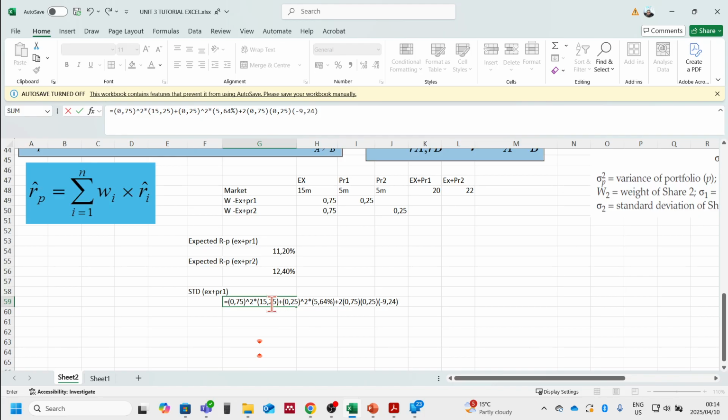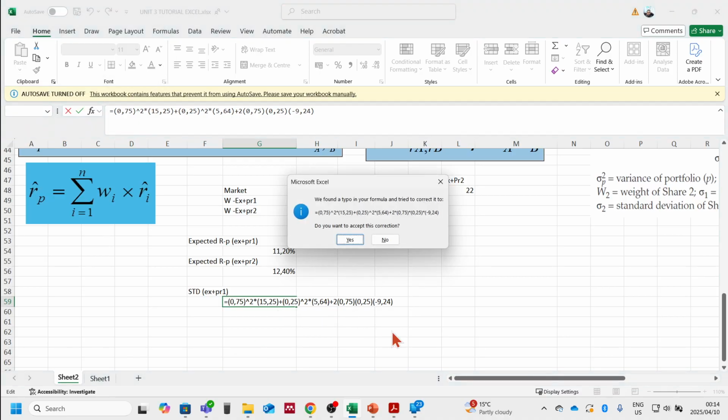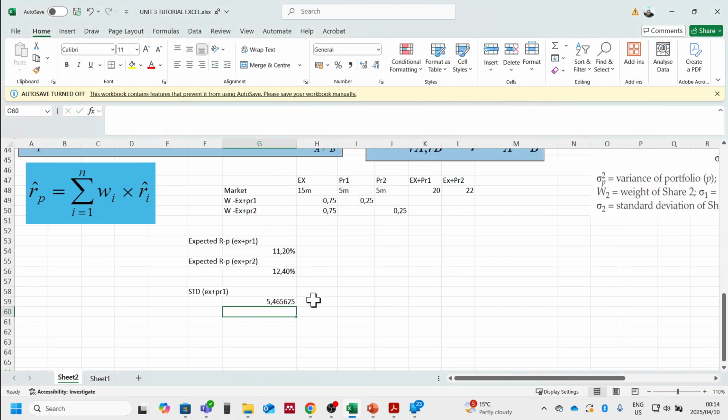Over here, I can just remove the percentage since I've already put these others in decimals. You'll notice that the variance will come back as 5.24. So this is the variance of the entire portfolio, the variance that we are going to get for existing and project 1. Let's just say this is the variance, not the standard deviation, because we haven't square rooted anything. So this is just the variance.